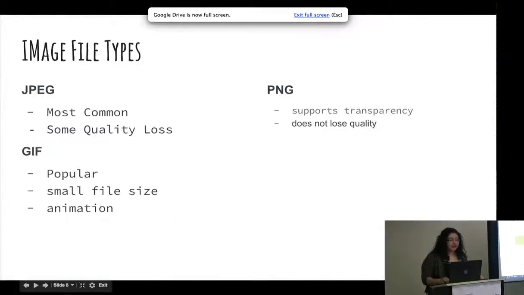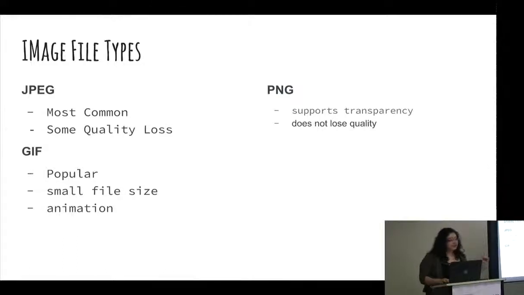Okay, so now we're going to go into image file types. These are the 3 primary ones you're going to be using. JPEG is the most common. The thing about this one is you lose some quality. Then you have GIF. It depends how you pronounce it, GIF or GIF, I really don't care. I like GIF because it reminds me of peanut butter. This one is also very popular, it has a small file size, and it's used most for animation. If you use Tumblr, the pictures that are moving are going to be GIFs.